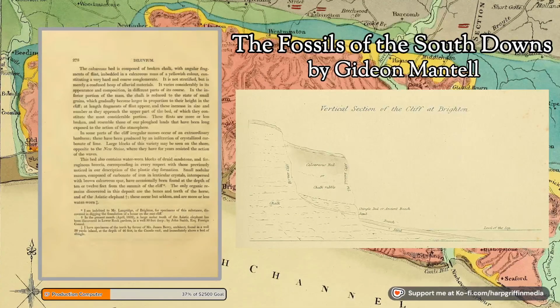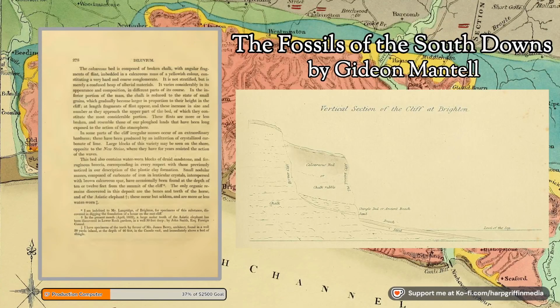The calcareous bed is composed of broken chalk, with angular fragments of flint, embedded in a calcareous mass of a yellowish color, constituting a very hard and coarse conglomerate. It is not stratified, but is merely a confused heap of alluvial materials. It varies considerably in its appearance and composition, in different parts of its course.